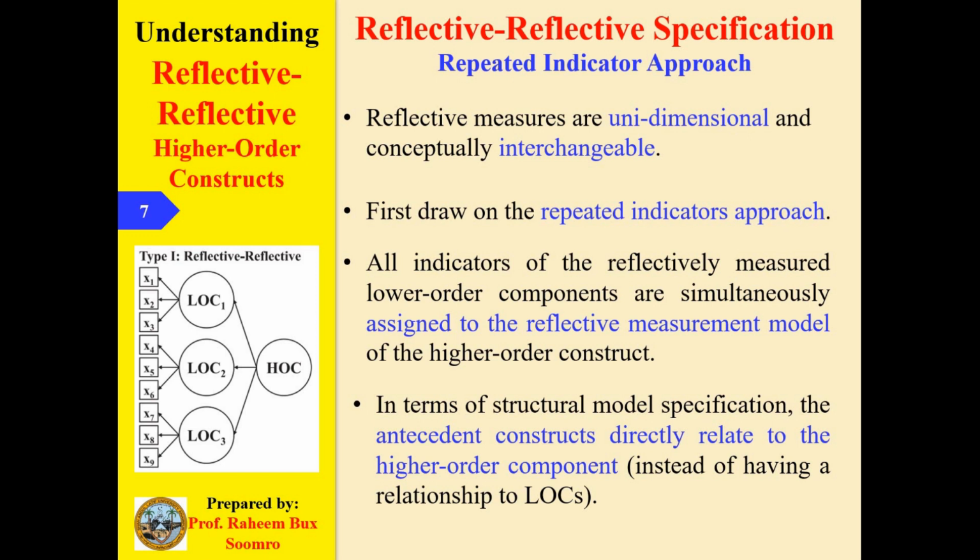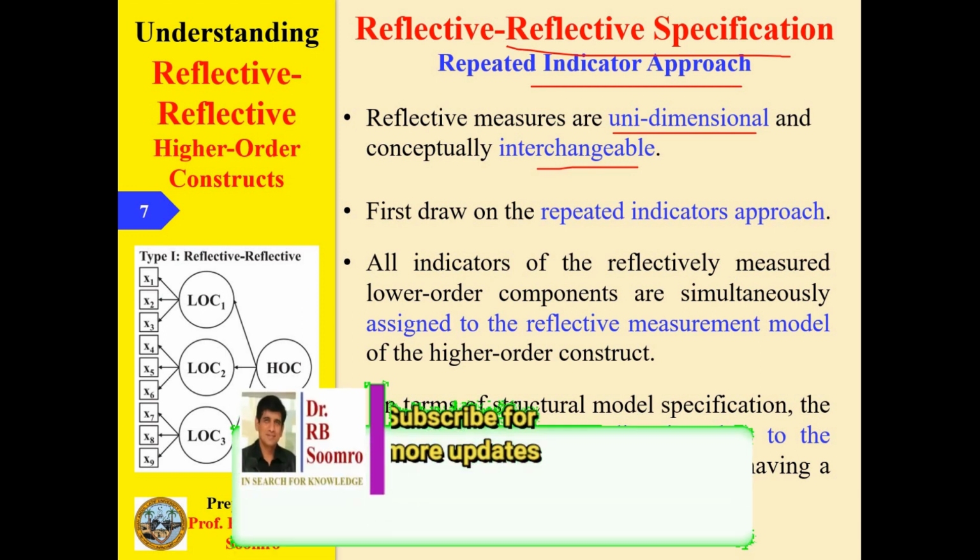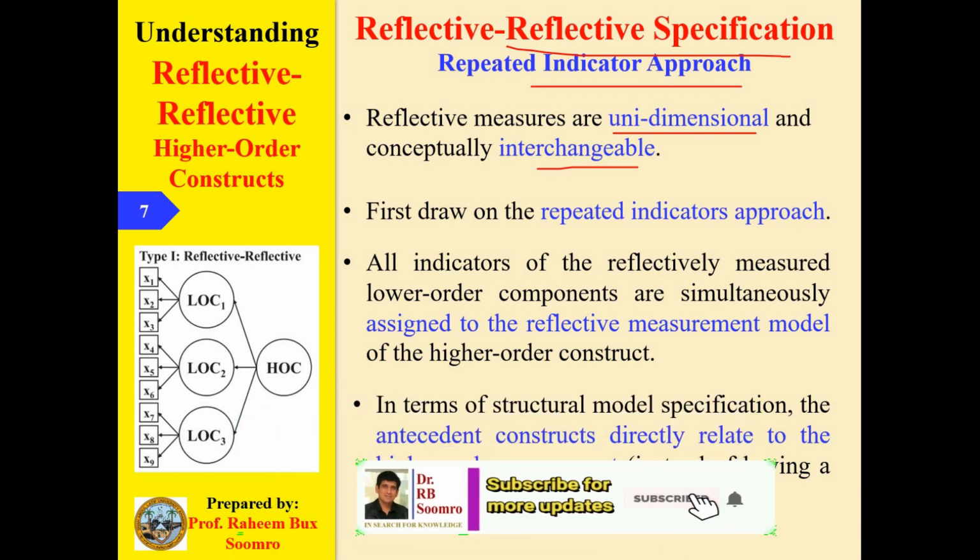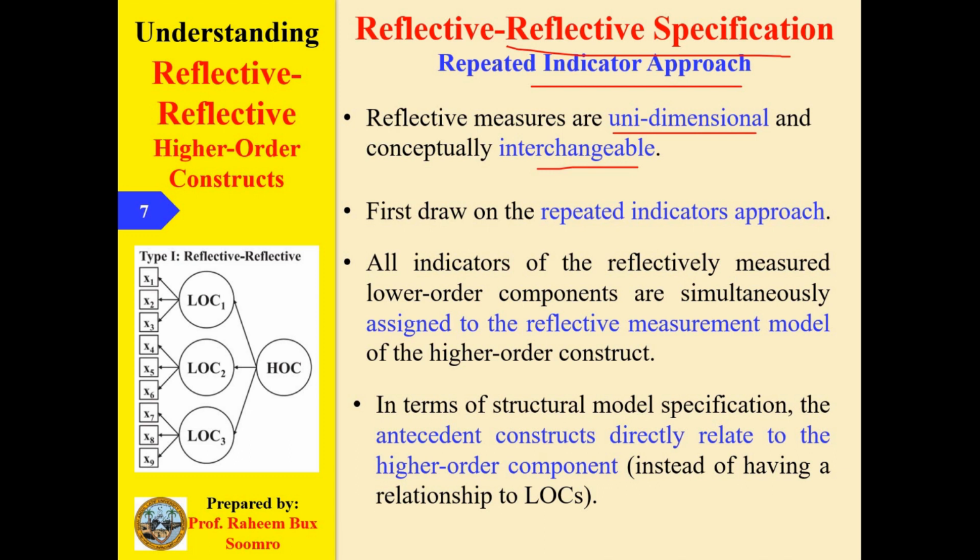So when you talk about the reflective specification, the first thing is the repeated indicator approach. In the reflective, you're looking at unidimensionality and interchangeability. In the last slide, you went through that in the reflective, we were talking about only one dimension, so all the items were interchangeable. If you delete one item, it has nothing to do with the others, because the dimension is still there.